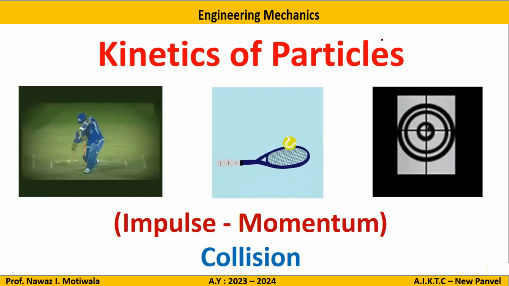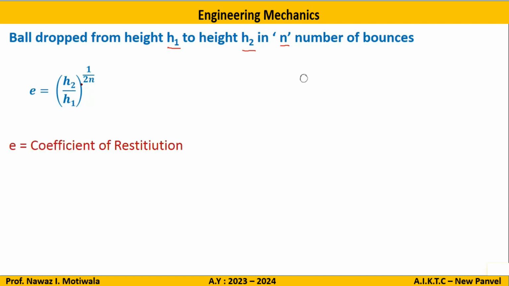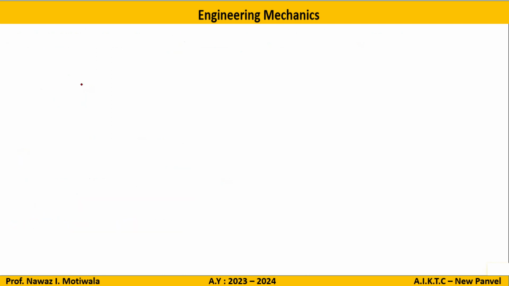In today's class we will see another case wherein we will be required to find out the velocity of the ball dropping from height h1 to height h2 in n number of bounces. The coefficient of restitution for this case, wherein the ball is dropped from height h1 to height h2 in n number of bounces, is given by the relation E is equal to (h2 by h1) raised to 1 upon 2n, where E is the coefficient of restitution, h2 is the final height attained by the object, h1 is the initial height of the object, and n is the number of bounces.